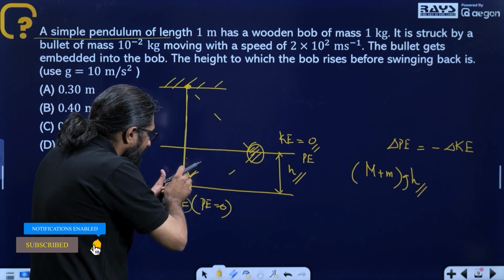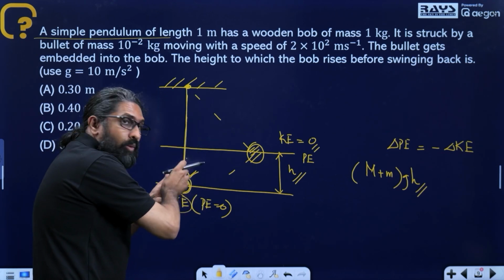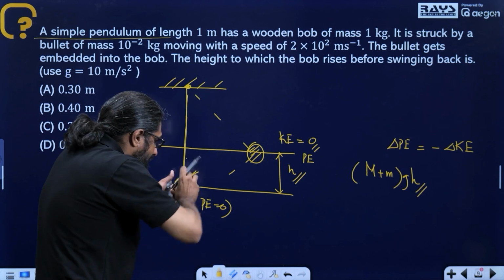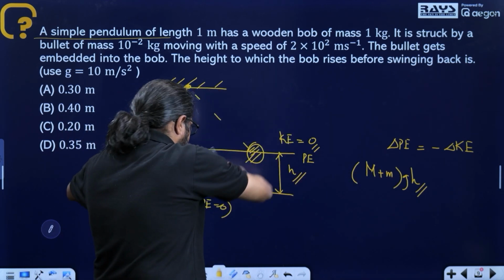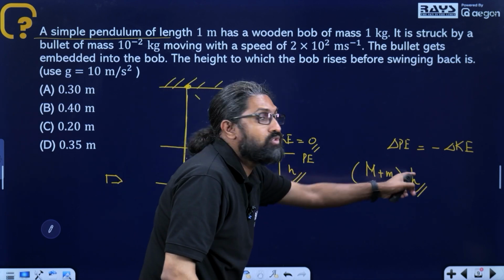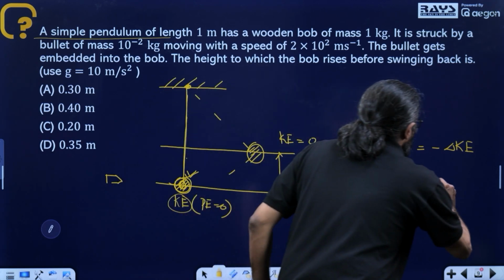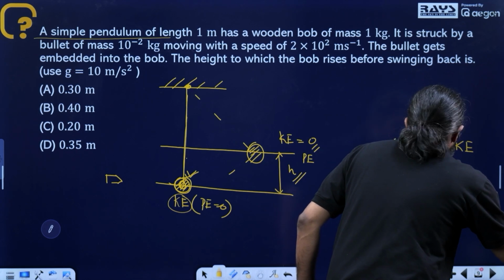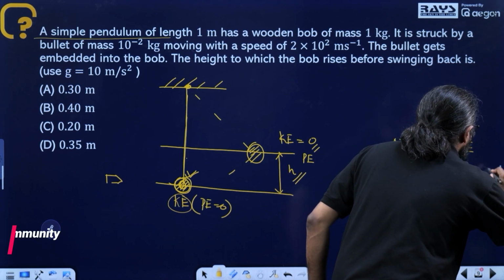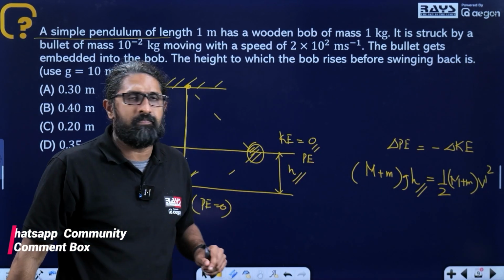Now, just imagine the bullet is now inside this and the system is now a combined system with bullet and the bob. By the time it goes this much distance, the potential energy will be m plus m gh. That will be equal to half into the kinetic energy at that time, v dash square. Now why v dash square?